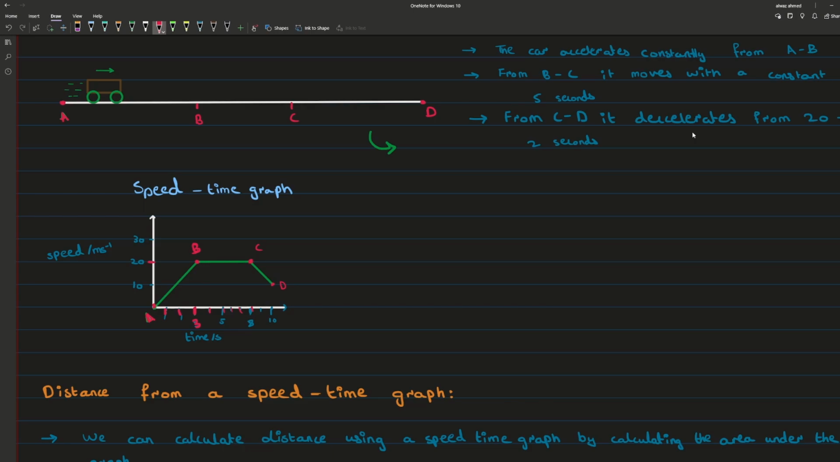And lastly it said that the car decelerated to 10 meters per second from C to D in 2 seconds. So in 2 seconds the car speed decreased from 20 to 10 meters per second. So if we were at 8 seconds before, we just need to add 2 more seconds. That makes it 10 seconds on the x-axis, and we know that the car decelerated to 10 meters per second, so that makes it 10 on the y-axis. And then we plot point D, and if we connect all the points together, we're going to get this graph.